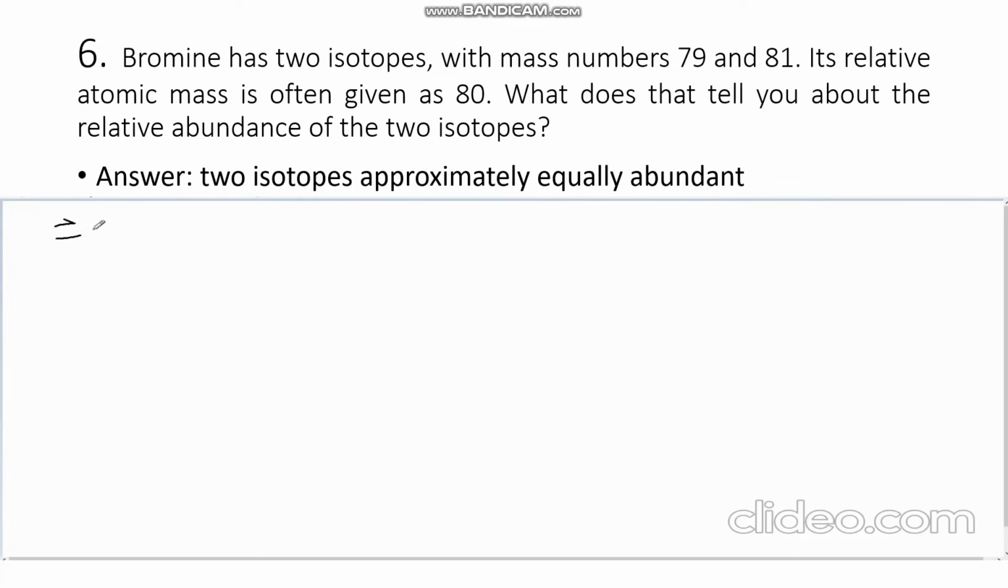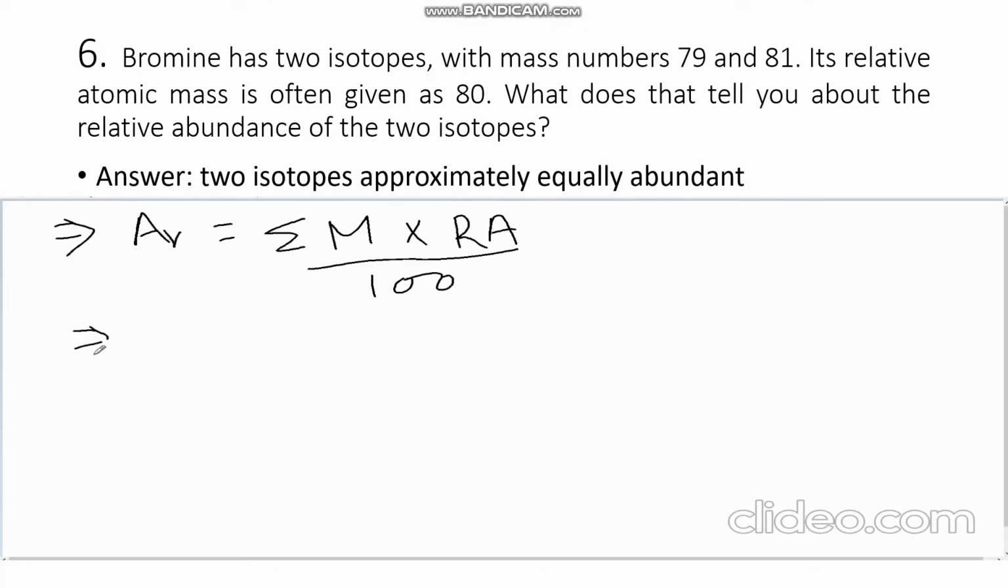Remember the formula of relative atomic mass. We know AR is equal to sigma mass into relative abundance by 100. So in this question, AR, the relative atomic mass, is 80, and we have two isotopes, and one isotope has mass 79 and the other isotope has mass 81.